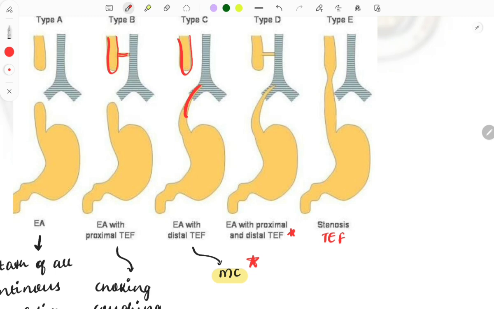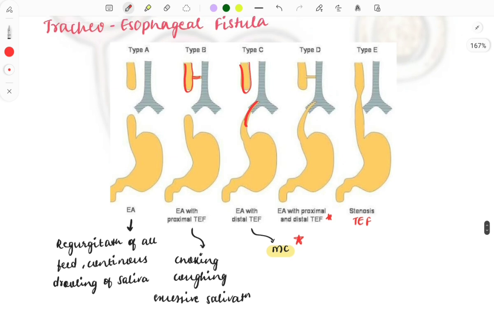So in type D, you can see the proximal blind pouch, and then the distal esophageal fistula as well as the proximal. So two fistulas can be formed in the fourth type, and the fifth type is the stenosis, tracheoesophageal fistula with the stenosis, TEF.